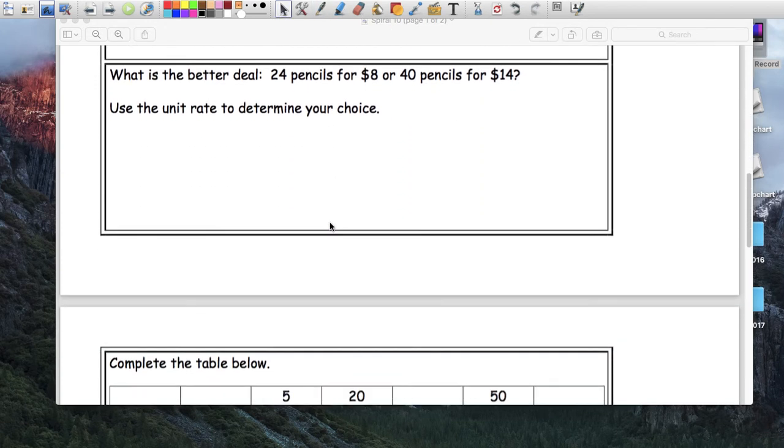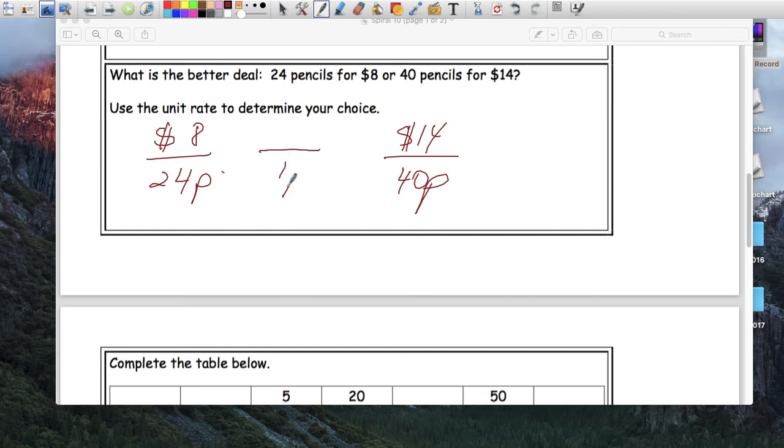What's the better deal? 24 pencils for $8 or 40 pencils for $14? Now, it says to use a unit rate, so let's write them as a fraction. First one, $8, 24 pencils, I'll write 24p. Second one, I can pay $14 and get 40 pencils. Okay, so divide this, find the unit rate.